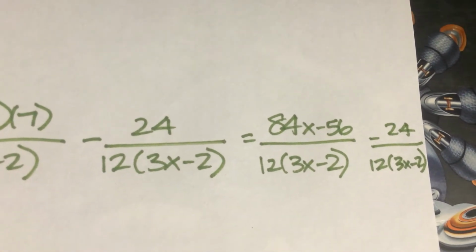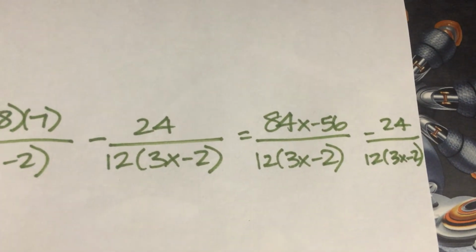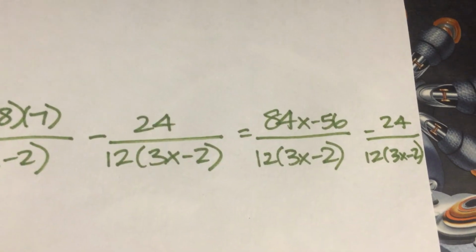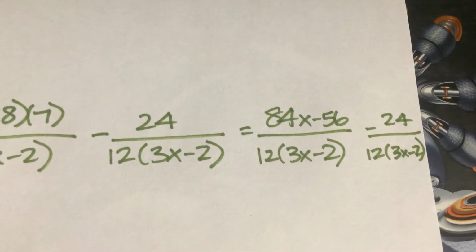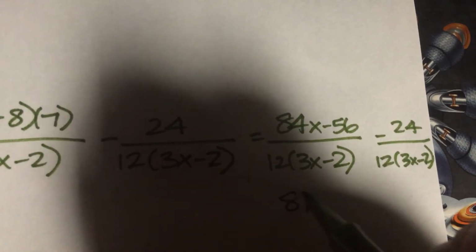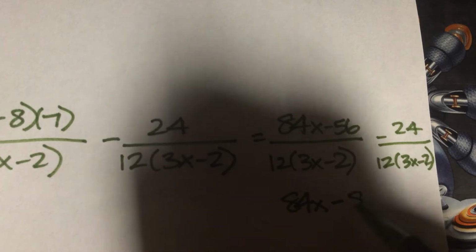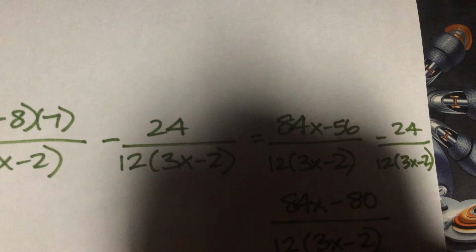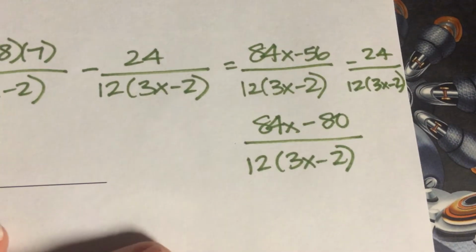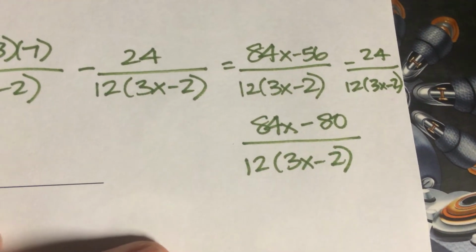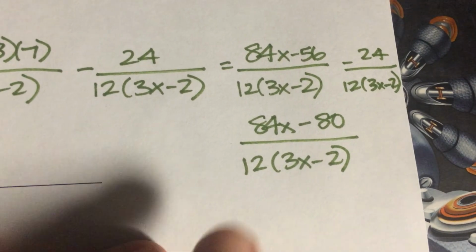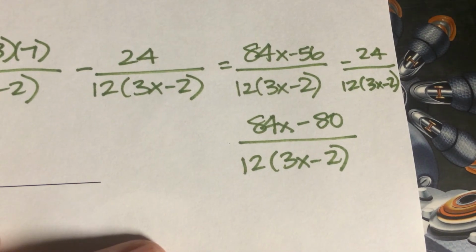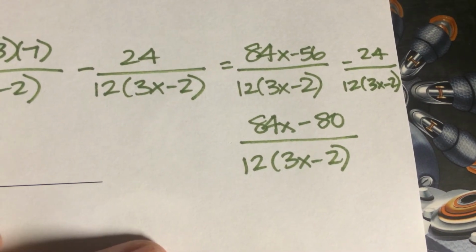Okay, so now I can combine like terms on top. And so we're doing 84x minus 56 minus 24. So negative 56 minus 24 is negative 80. So 84x minus 80 over 12 times 3x minus 2, just like that. Okay, now hopefully you're thinking that all of these, 84 and 80 and 12, are all divisible by 4, actually.